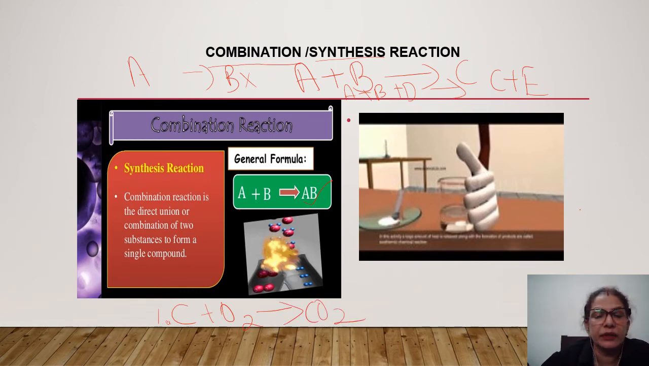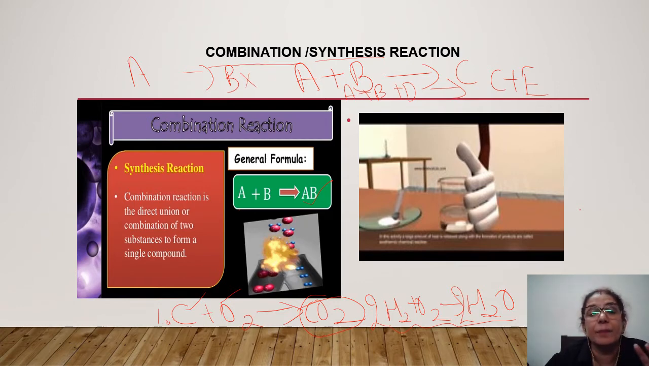So what has happened? Carbon and oxygen combined to form carbon dioxide. Similarly, hydrogen plus oxygen will combine to form water. So this is another combination reaction. Of course, every reaction needs to be balanced. Students, now you all know about balancing, and we know why we need to balance, how important it is to balance a chemical equation. So you cannot leave any equation unbalanced. So balance the equations.